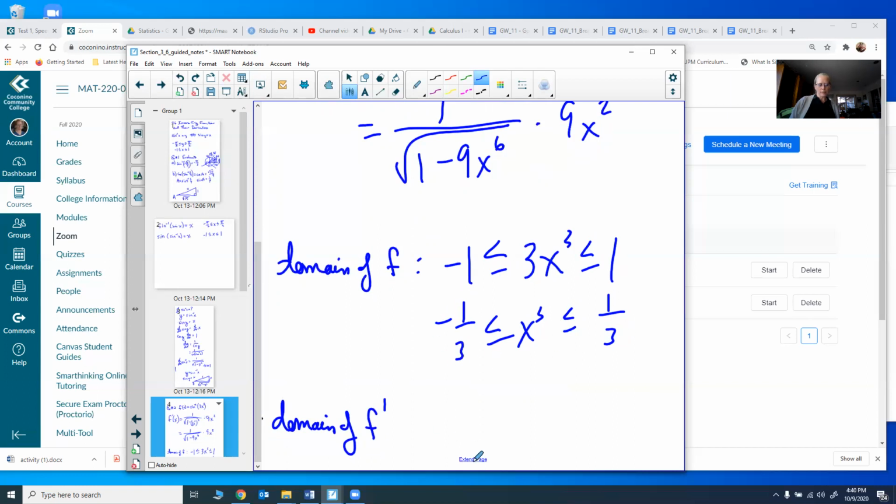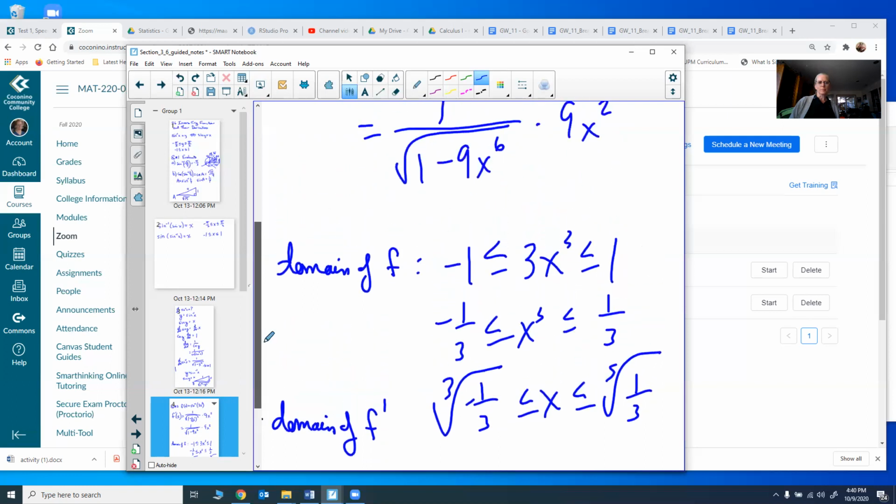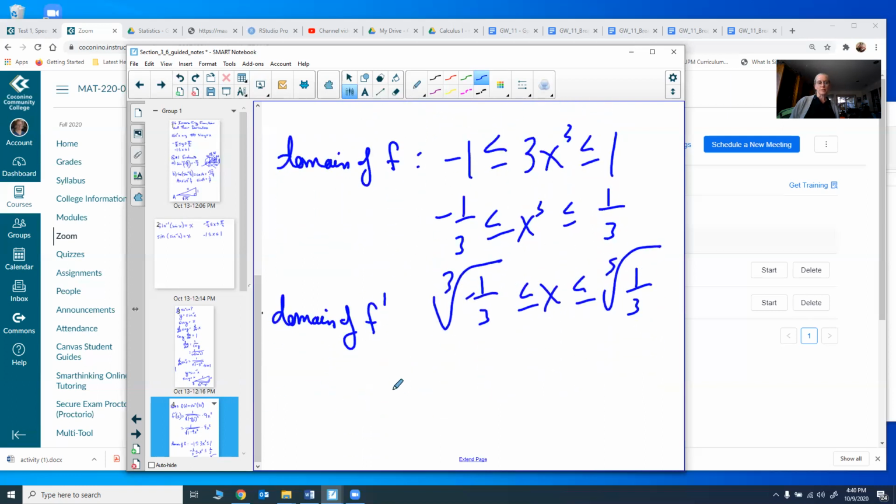Let's do the domain of f prime. And again, if you want to do the cube root, you can. But I was fine with the other way. So the domain of f prime is very, very similar, except that we need the thing under the square root to be positive. It has to be not 0. Actually, saying it has to be positive is fine.